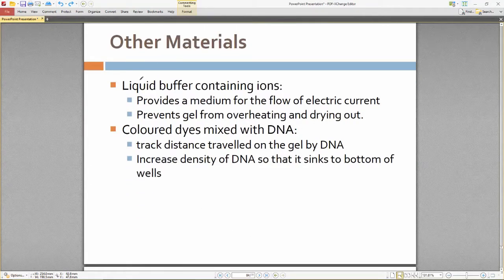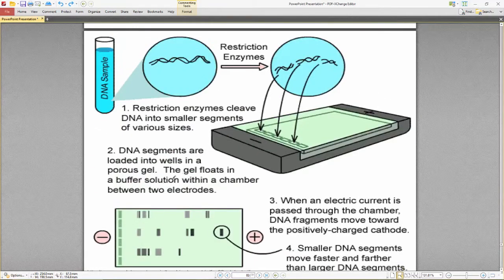So, why do we have the buffer? The buffer provides a medium for the flow of electric current, and it also prevents the gel from overheating and drying out. And the colored dyes that we mix with DNA, because DNA is not blue, DNA is clear normally, are used to track the distance traveled on the gel by DNA. They also increase the density of DNA so that it will sink to the bottom of wells. Because this gel is floating in a buffer solution, DNA has to be denser than this buffer solution to sink to the bottom of the well and move through the gel.